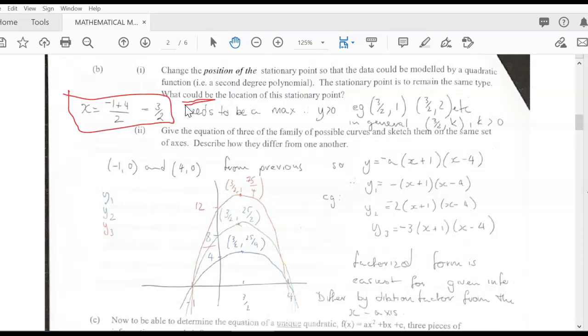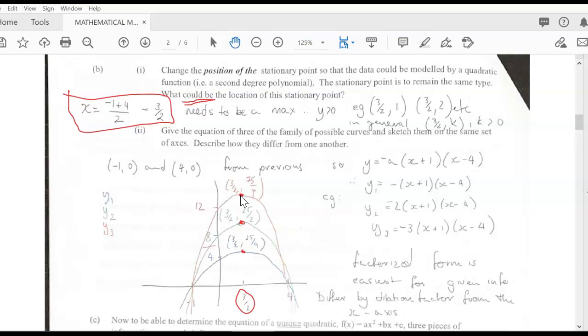So your answer to this question could differ to the person next to you. So you can see in part 2, give the equation of 3 of the family of possible curves and sketch them on the same set of axes. Describe how they differ from one another. So you can see the blue curve, the green curve, and the red curve all have the x coordinate 3 on 2. All right, so they all have their x coordinate of their turning point at 3 on 2. But we have different corresponding y values. All right, do you see how they all differ?